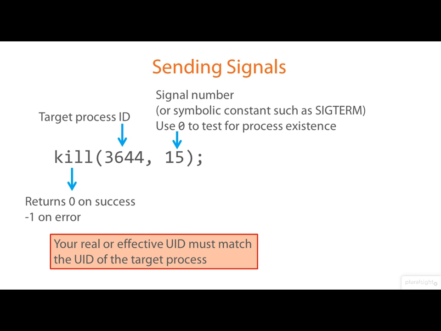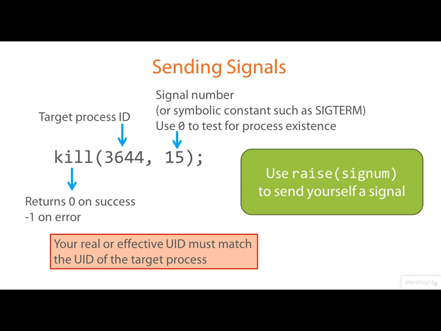There are some rules, of course. You can only send a signal to a process if your real or effective user ID matches the user ID of the target. Be careful, by the way, to notice the order of the arguments. The first one is the process ID, the second one is a signal number. Whereas in the command line tool of the same name, the first argument is the signal number and the second one is the process ID. Let me also mention raise, a system call that you can use to send yourself a signal. That's occasionally useful.